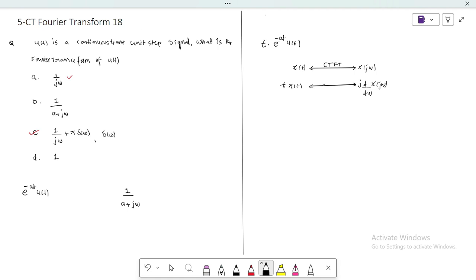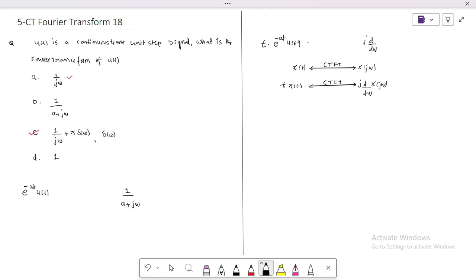So continuous time Fourier transform: whenever x of t is multiplied by t, then you should do the differentiation in the frequency domain and multiply with j. Already e power minus a t u of t, Fourier transform we know equals 1 by a plus j omega. Then the answer is j into d by d omega into x of j omega.